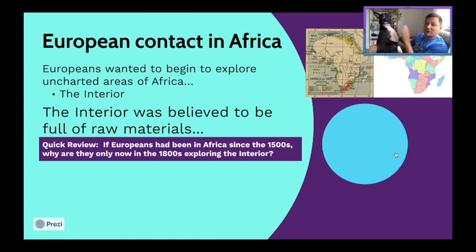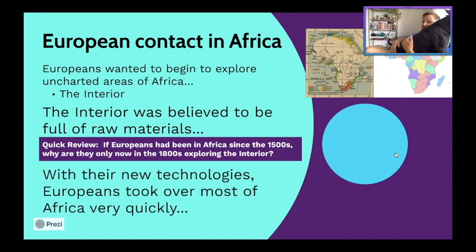Now, a quick review. If Europeans had been in Africa since the 1500s, why are they only exploring the interior during the 1800s? Why is it taking them so long? A lot of it has to do with that quinine medicine, right? With their new technologies, Europeans now have the ability to explore the interior of Africa and not die from malaria, right?